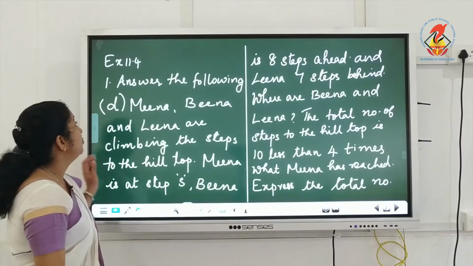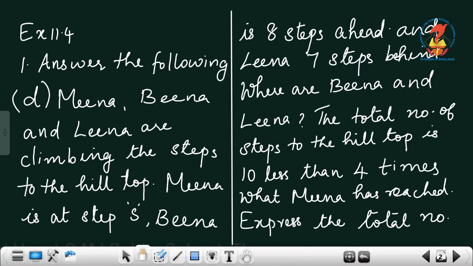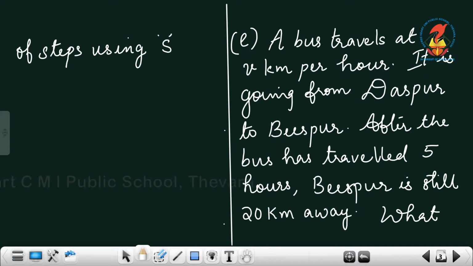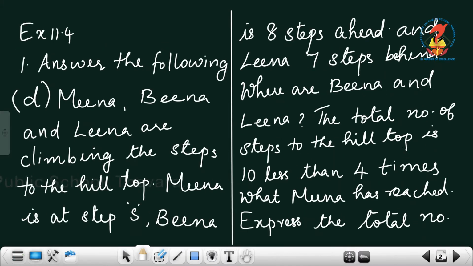Exercise 11.4, first question. Answer the following. In that, subdivision D. Meena, Beena and Leena are climbing the steps to the hilltop. Meena is at step S. Beena is 8 steps ahead and Leena 7 steps behind. Where are Beena and Leena? And one more relation is given. The total number of steps to the hilltop is 10 less than 4 times what Meena has reached. Express the total number of steps using S.